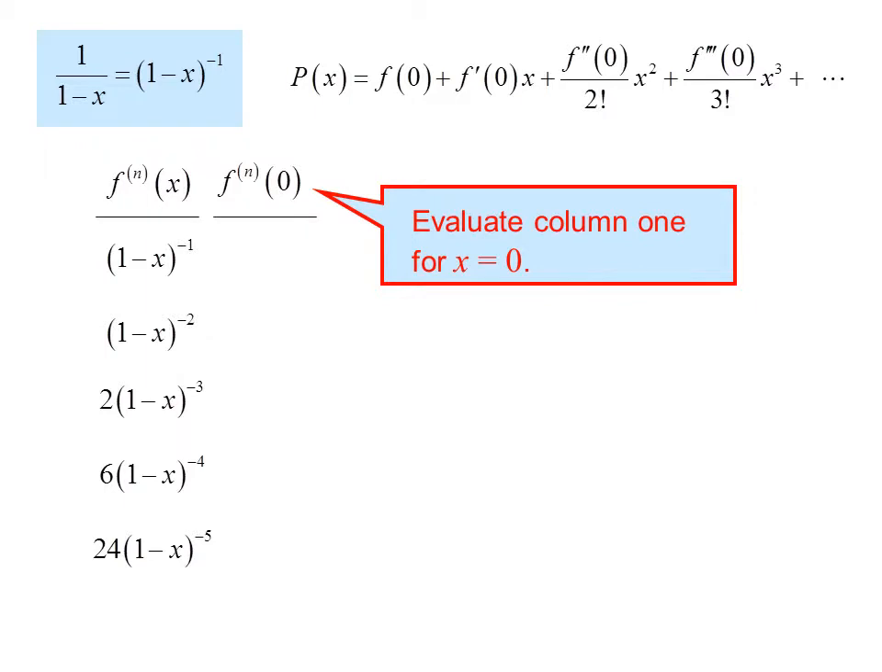Now we evaluate this column for x equals 0. We get 1, 1, 2, 6, which is 3 factorial, and 24, which is 4 factorial.